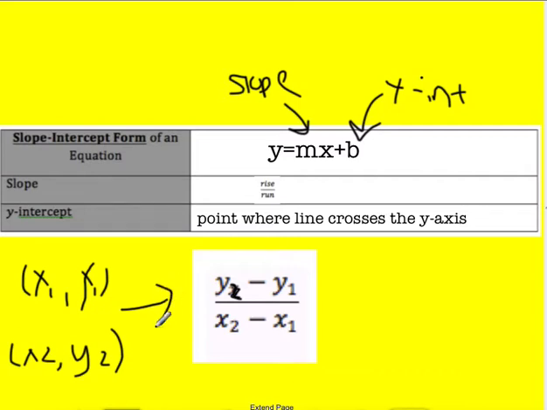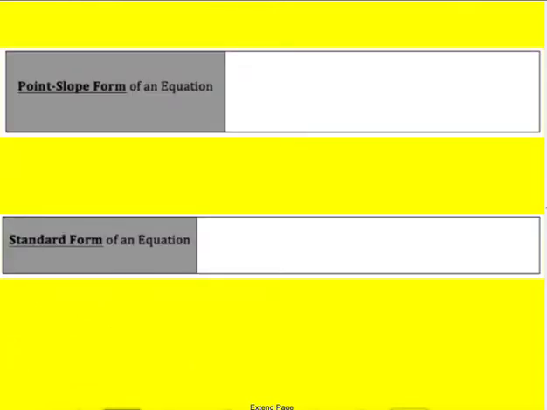Now remember that the y-intercept is the point where the line crosses the y-axis. If you're looking at a Cartesian coordinate plane, x is the horizontal one, and y is the up and down one. Again, these are easy things to forget on the final that you might want to consider jotting down on your final note sheet. Okay, so let's take a look at point-slope form of an equation.